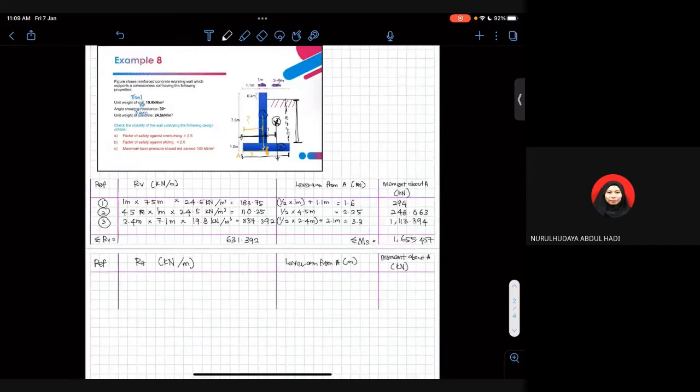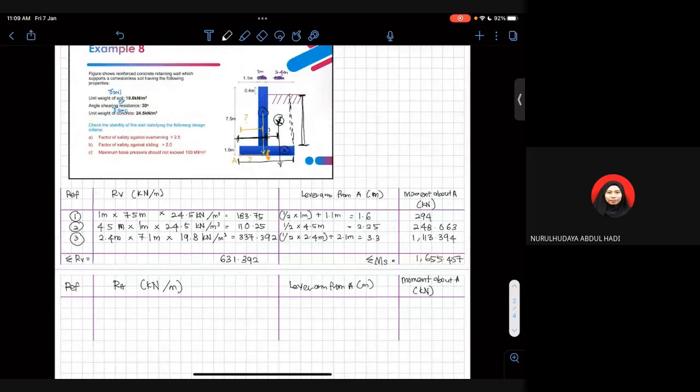Horizontal force. Apa force yang ada pada this retaining wall? We only have one, which is the soil itself. Tak ada surcharge. Kita lukis dulu dia punya pressure distribution. Okay, daripada top of soil sampai bottom of retaining wall uniformly increase.